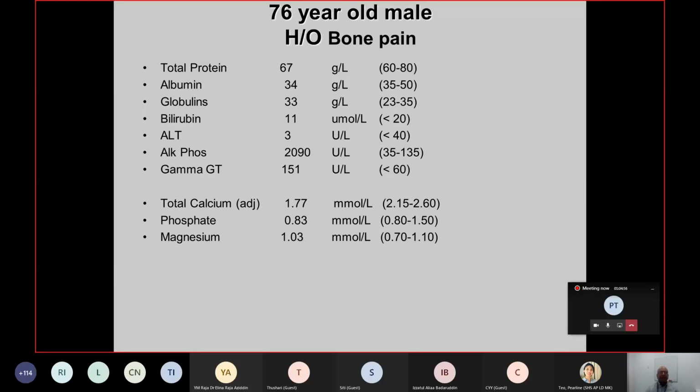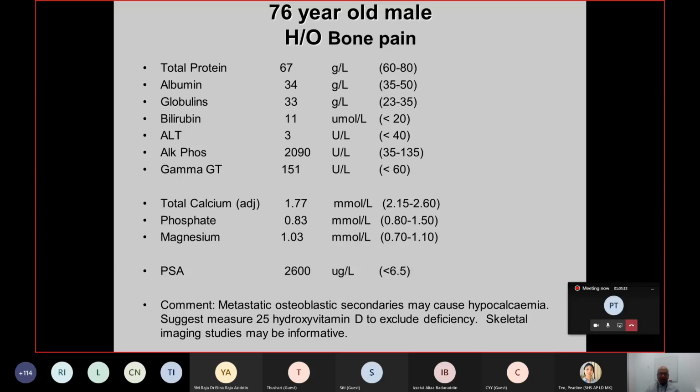And the last case is a 76-year-old male presenting with hypocalcemia and very high alkaline phosphatase. Magnesium was normal. Vitamin D was checked and was normal, but the PSA was very high, which led to this common comment that metastatic osteoblastic secondaries may cause hypocalcemia. Vitamin D deficiency is excluded. Skeletal imaging studies confirmed metastatic prostate cancer.